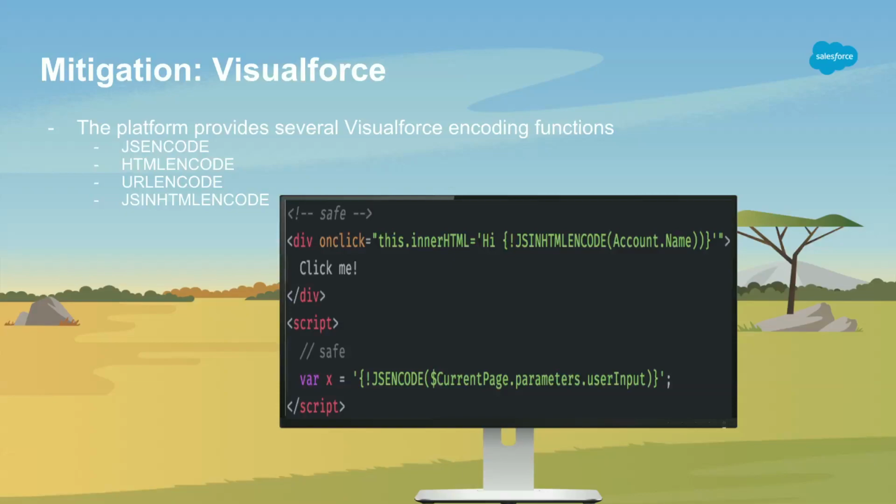So to handle that, we have JSEncode, which first, when the JavaScript parser runs, just ensures there's no tick. And then when the HTML parser runs, everything will be encoded.